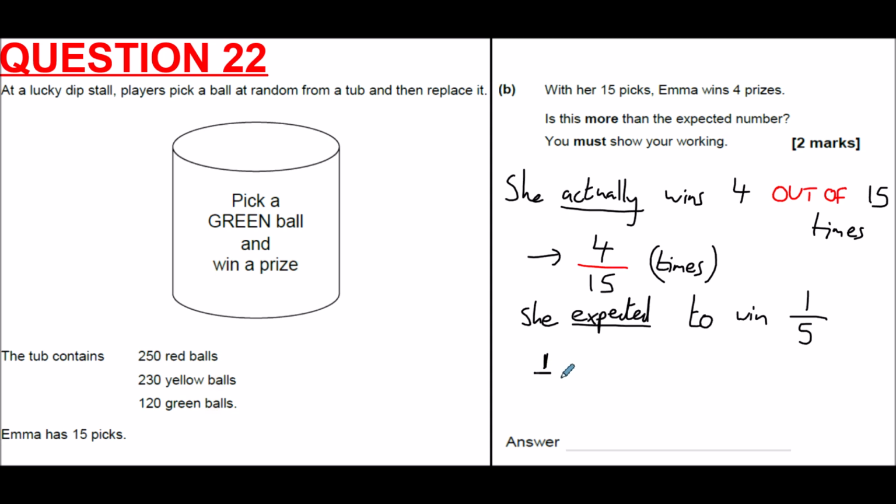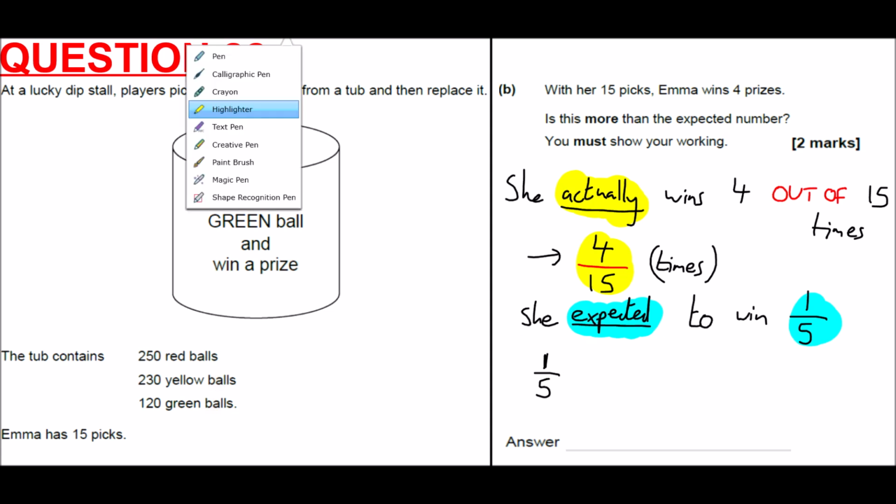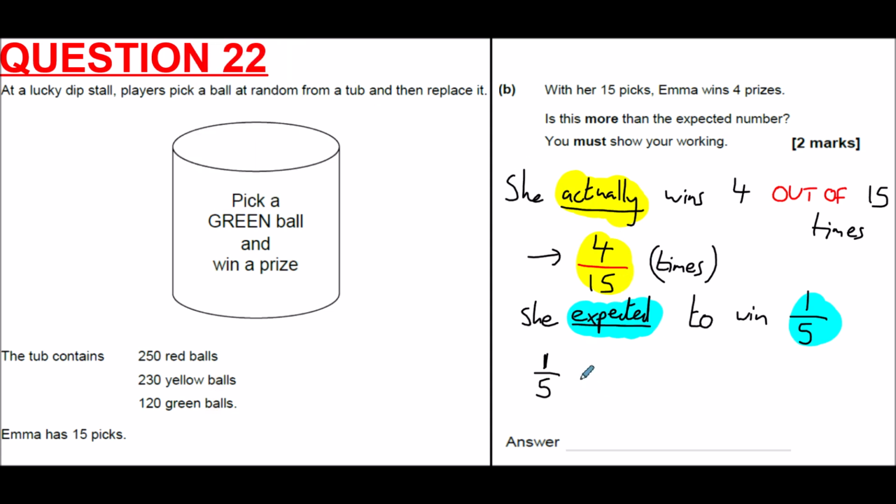So the best way of comparing fractions is to make sure that the bottom number, the denominator, is the same. And so we can compare the actual to what she expected to win by changing this denominator, the 5, into 15. Now 5 can be easily enough changed into 15 by multiplying it by something. So what can we multiply 5 by to get it to 15? The answer is we can just multiply 5 by 3 to get 15.